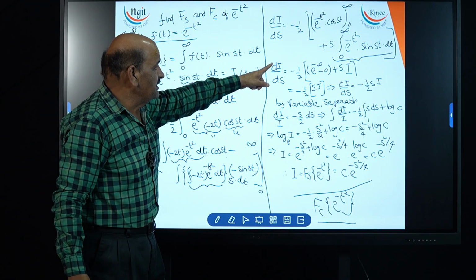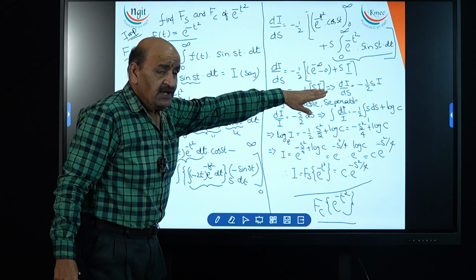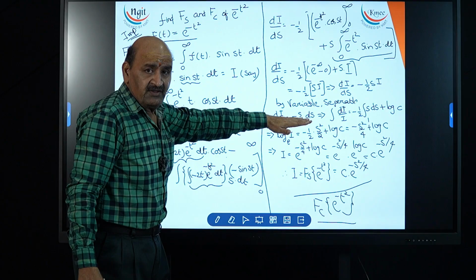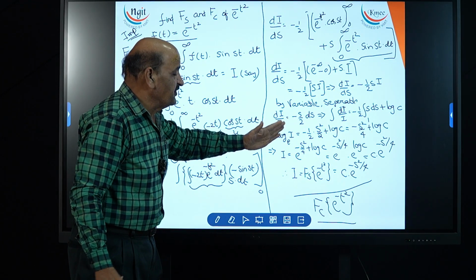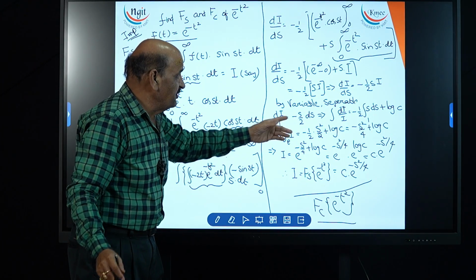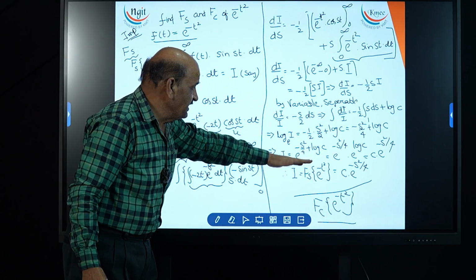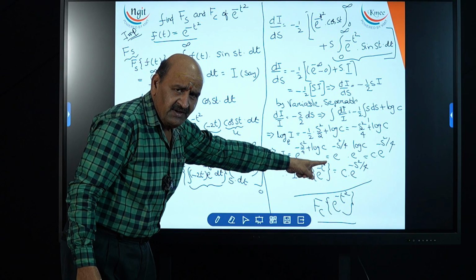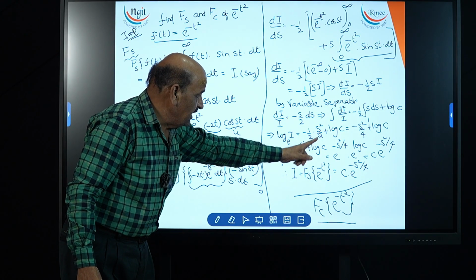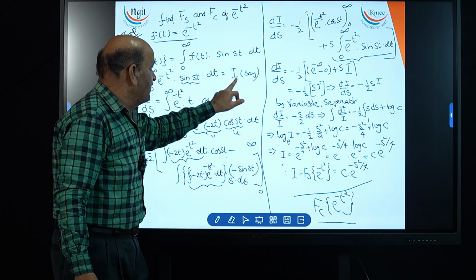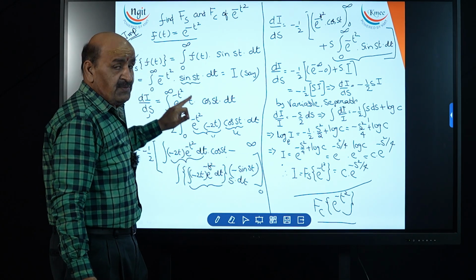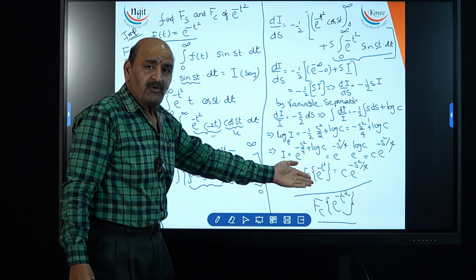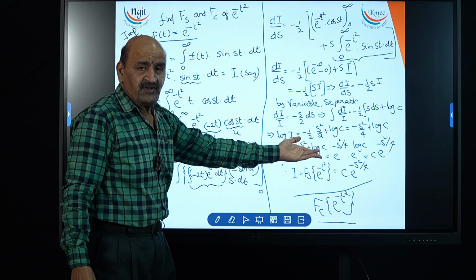At last what we got? This is dI/ds, we got a simplification of minus s by 2 into I. After the variable separable method of the first order differential equation, we separated the I variable and the s variable. After that integration, we got this output. Now just look at this, the only simplification part is going on here, nothing more than that. At last we got I, because I stands for the Fourier sine transformation of f of t. So this is the way of calculating the Fourier sine transformation of e power minus t square, equal to c into e power minus s square by 4.